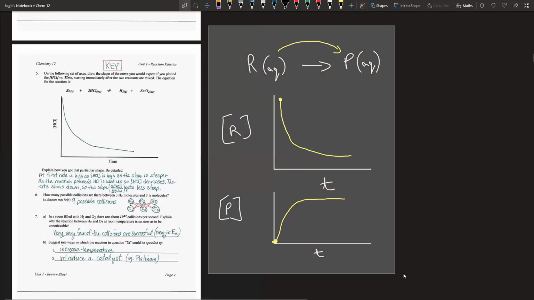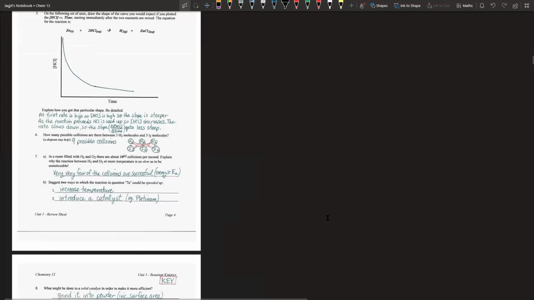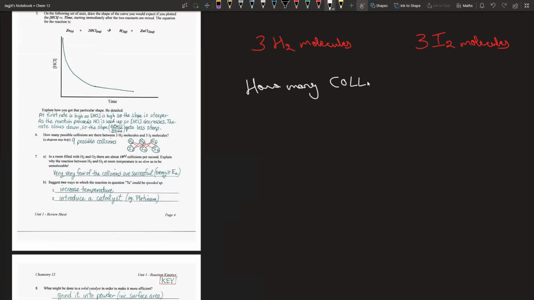Okay, let's move on to the next topic now. Okay, guys, so in the next question, what they're telling you is you have 3 H2 molecules and you have 3 O2 molecules, or 3 I2 molecules. And the question says, how many collisions are possible?